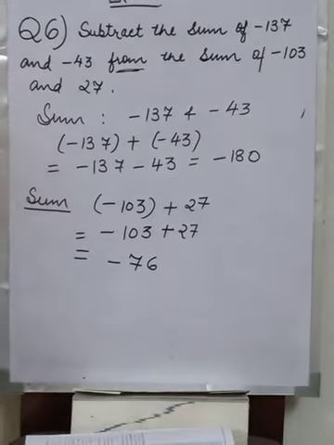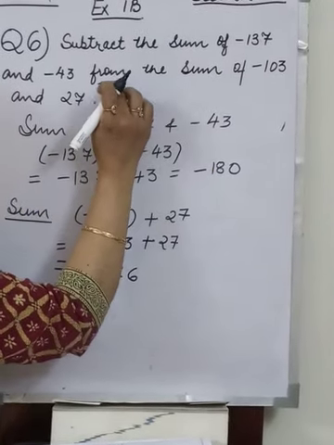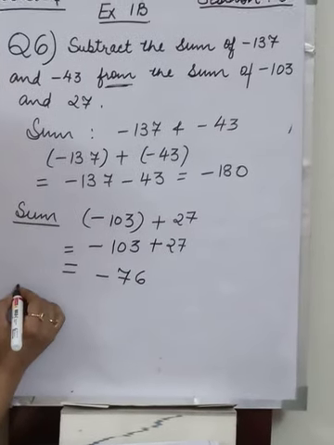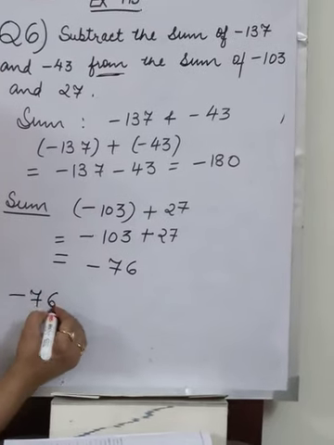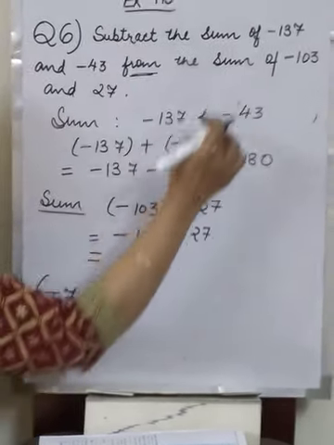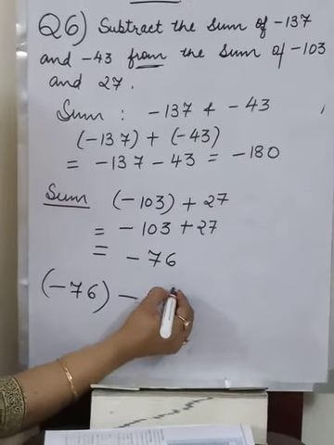Now we write the expression. Subtract the sum of these two numbers from the sum which is after the word from. So we write the expression: minus 76 minus what we are going to subtract, the sum of these two numbers, minus 137 and minus 43, that is minus 180.